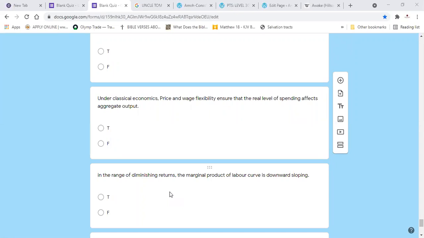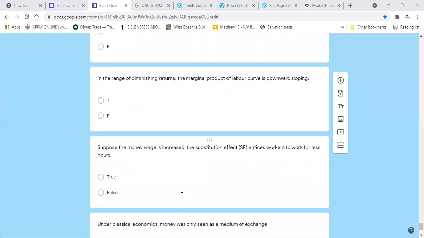In the range of diminishing returns, the marginal product of labor curve is downward sloping. True or false? True. Yes, that is true.